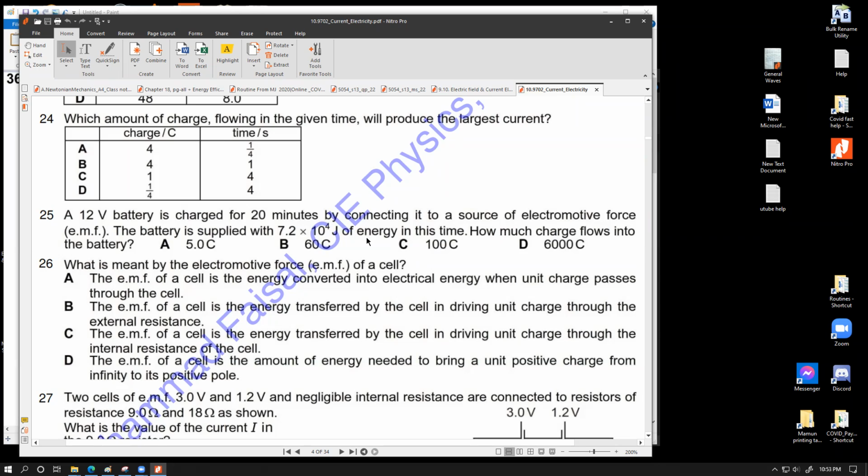A happens to be the correct response. B happens to be the description for terminal voltage. If I slightly change the B option, this would be true. For example, I could say the terminal voltage of a cell is the energy transferred by the cell in driving unit charge through the external resistance. That is essentially what we call terminal voltage.